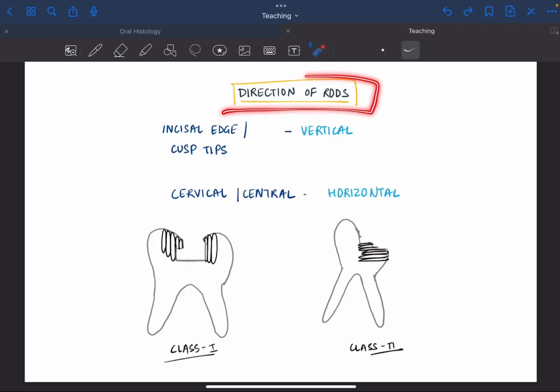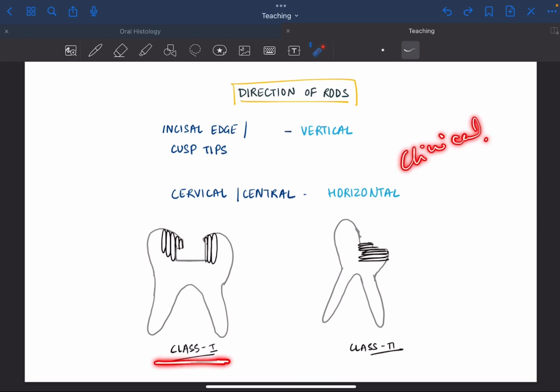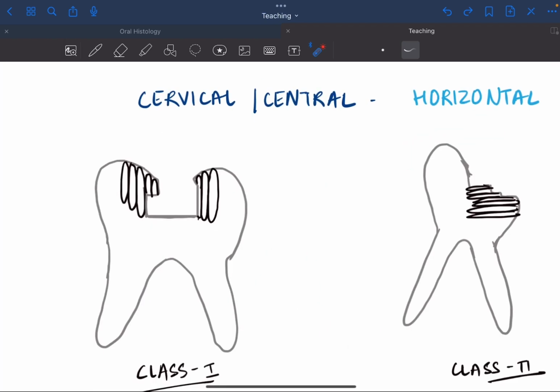Okay. Now we'll talk about the direction of rods. In the incisal edge and cusp tips, the rods are vertical, and in the cervical region they are horizontal. This is of clinical importance. When you make a cavity, we are always asked to make smooth surfaces. The gingival seat, in class 2, here we have made a restoration. Suppose we have made the restoration, but the walls are jagged.